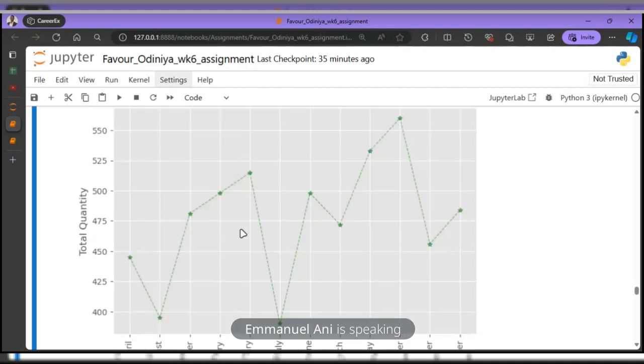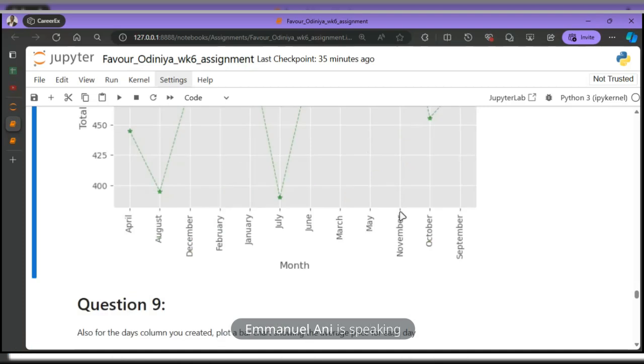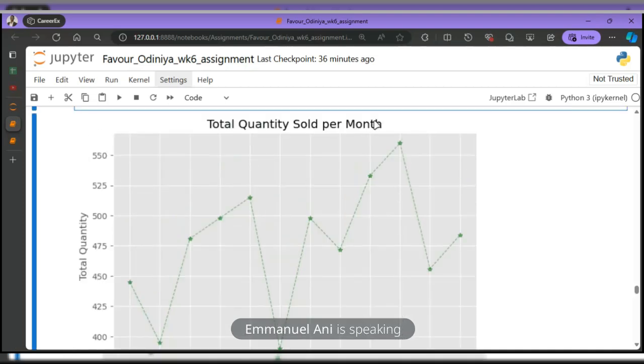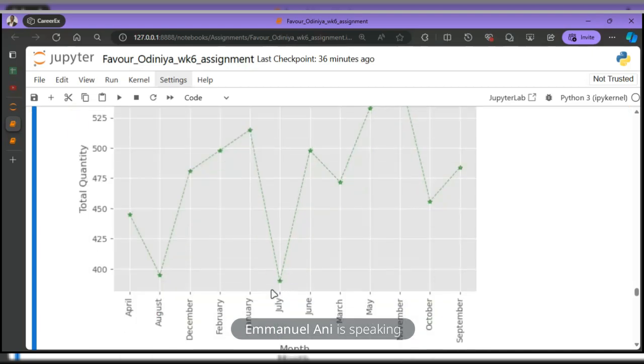You can see that the highest point here is what? November. That was when the business registered the highest quantity of products sold. All right, so the lowest point was July. July had the lowest for reasons that we don't understand.